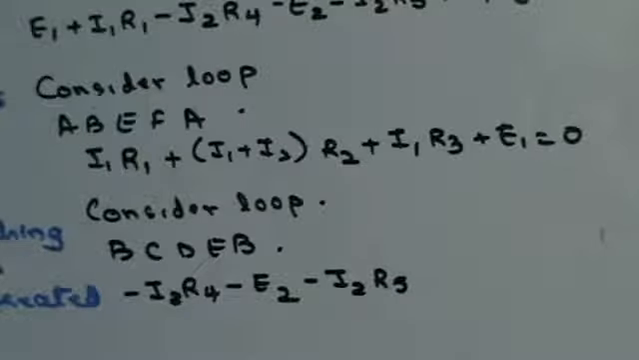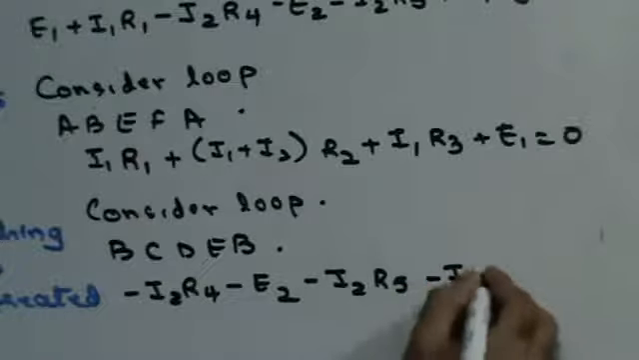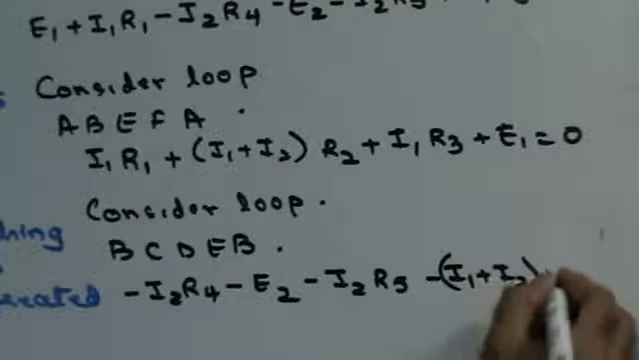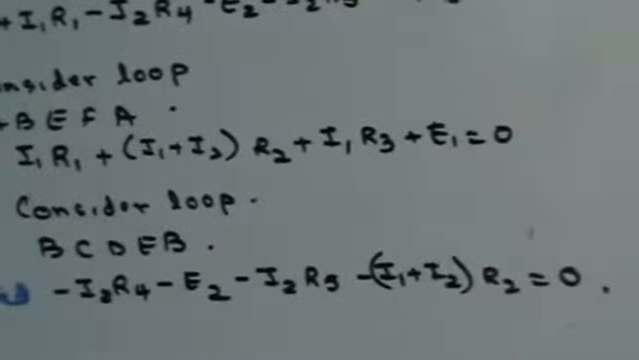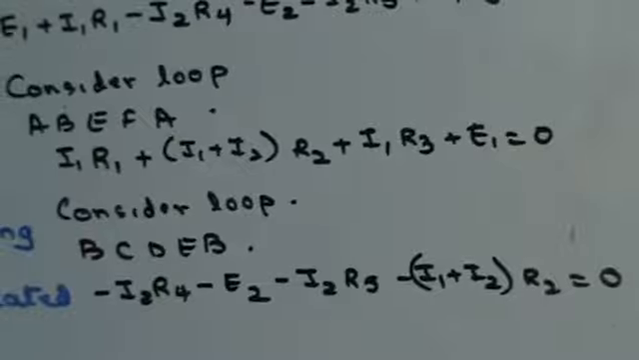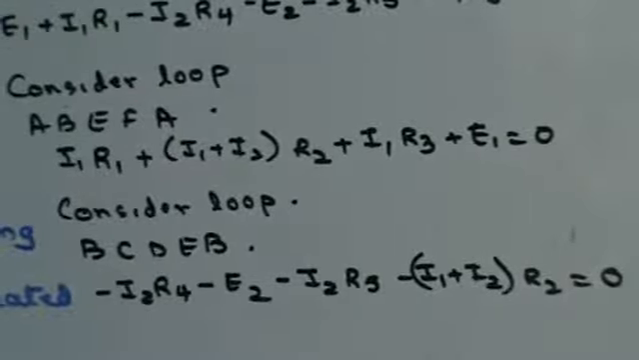I'm moving from E to B. Current is leaving the node at point E. Therefore, current will be treated as negative I1 plus I2, R2, is 0. So, do we understand how to work with a loop? Now, I'll do some numericals with this loop so that your concept of loop is absolutely clear.